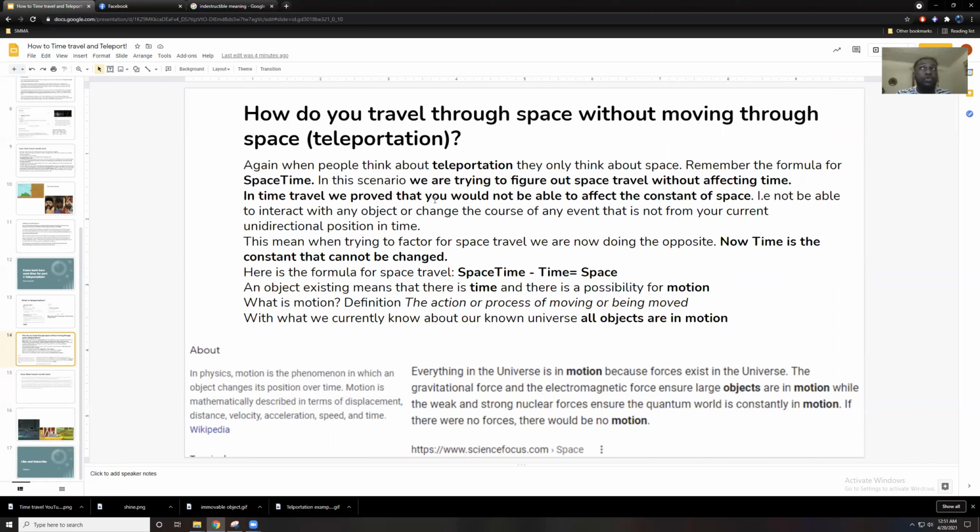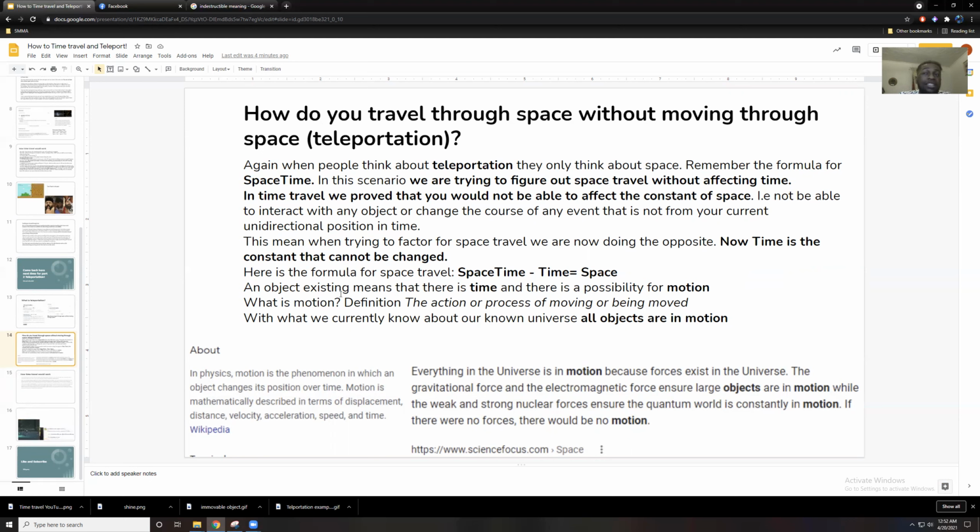In time travel, we proved that you would not be able to affect the constant of space, i.e., not be able to interact with any object or change the course of any event that is not from your current unidirectional position in time. This means when trying to factor for space travel, we are now doing the opposite. Now, time is the constant that cannot be changed. Here's the formula for space travel. Space-time minus time will give you space.